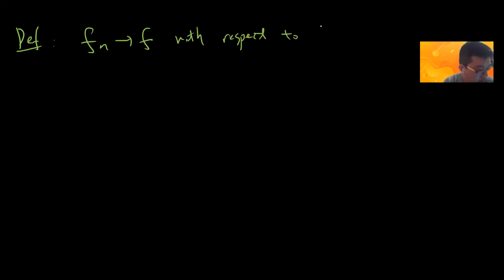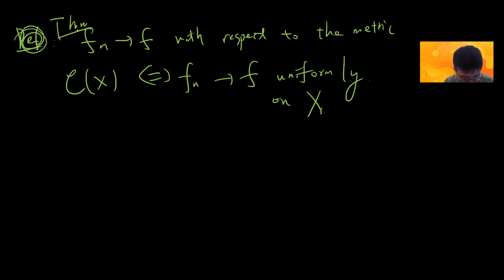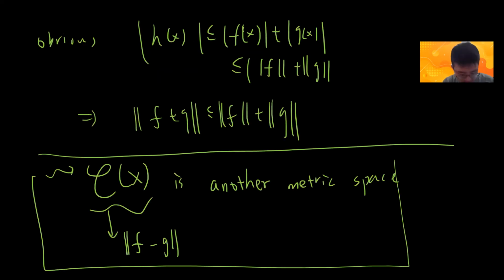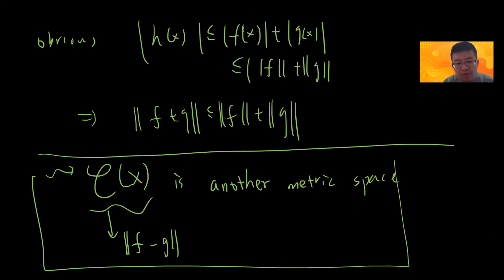Okay, so let me just write down another definition that we will use. So Fn converges to F with respect to the metric of this if and only if Fn converges to F uniformly on X. Okay, so this theorem is basically the rephrased version of the previous theorem that I proved maybe two or three videos ago.